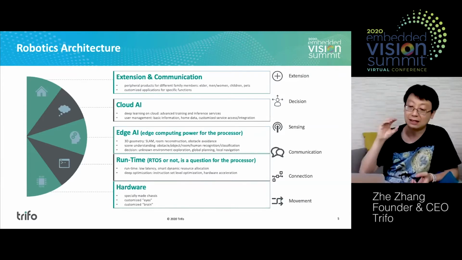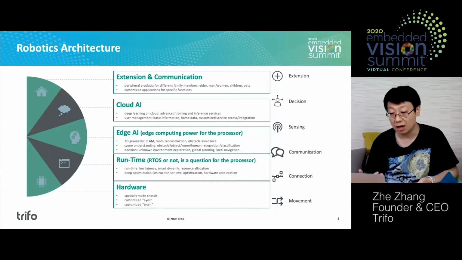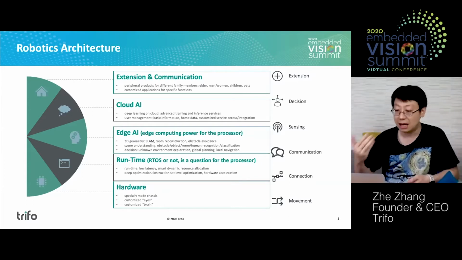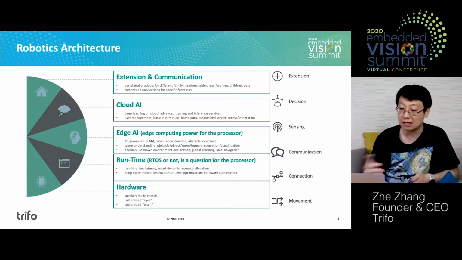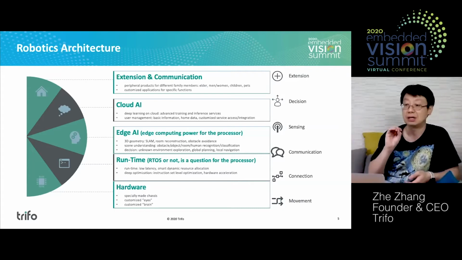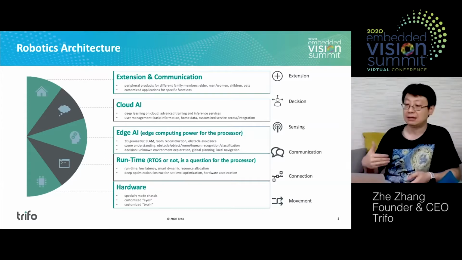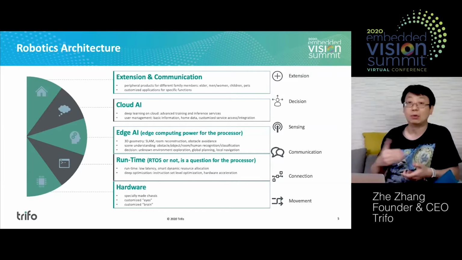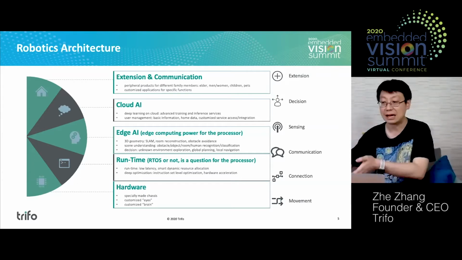On top of that is the runtime. Is it a real-time OS or not? Is it low latency? Does it have smart dynamic resource allocation? Does it have deep optimization? It's really important to think from the application scenario and then decide what the requirements are for your runtime, and then what the requirements are for the AI chip, right?